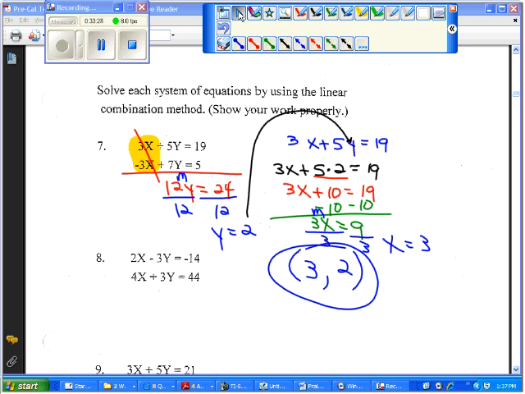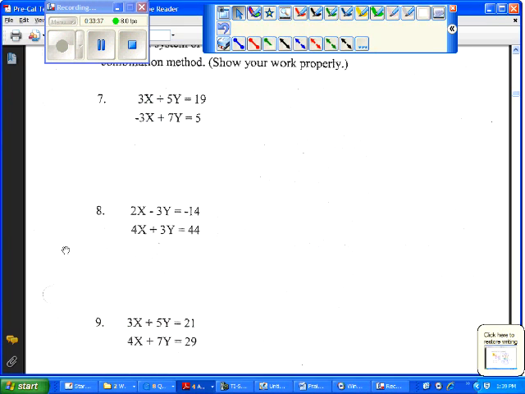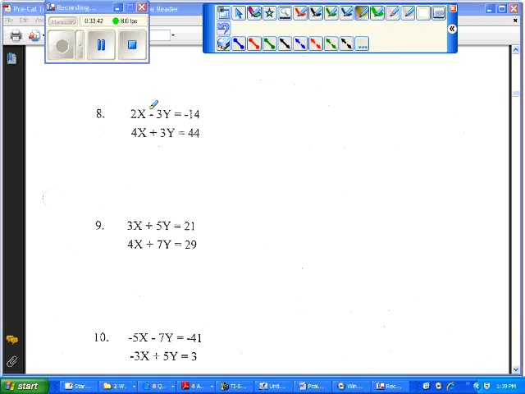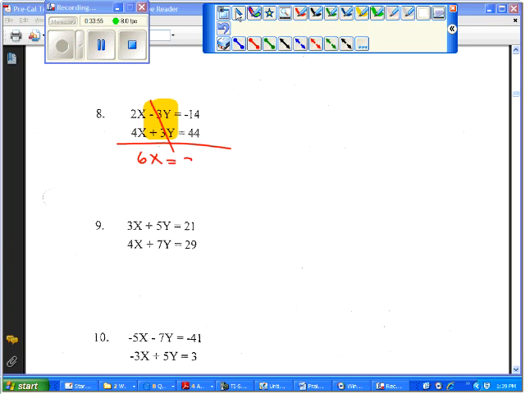Since we already have a variable that can be eliminated, we don't go through all of that. We just go ahead and eliminate it. Okay? On number 8, is there a variable that can already be eliminated? Yes, the y's. So we're not going to go through all that multiplying stuff. We've already got what we need, a variable that's additive inverses. So we're going to go ahead and combine, and those will cancel, and we're going to get 6x is equal to 30. When you add or subtract with different signs, subtract and take the larger sign. Undo multiplication by division, x equal 5.